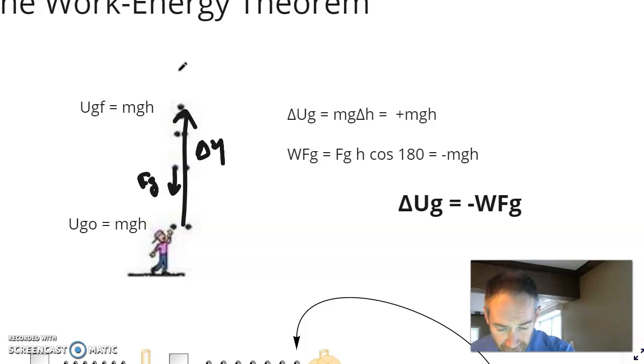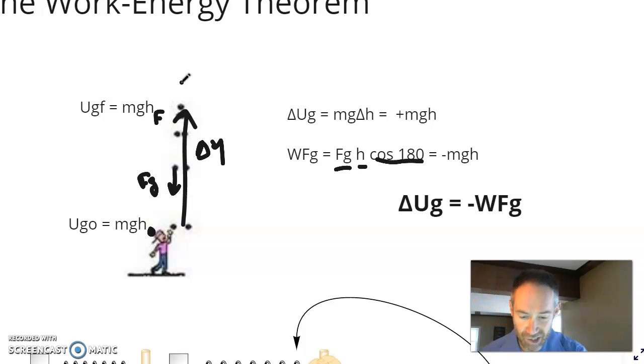Well, the force of gravity times the displacement, or the height, times the cosine of 180 degrees is going to give me negative mgh. Not just that, but the change in potential energy is going to start off with mgh initial and go to mgh final, and the change in gravitational potential energy will be mg delta h. Or in this case, we'll just call it h.